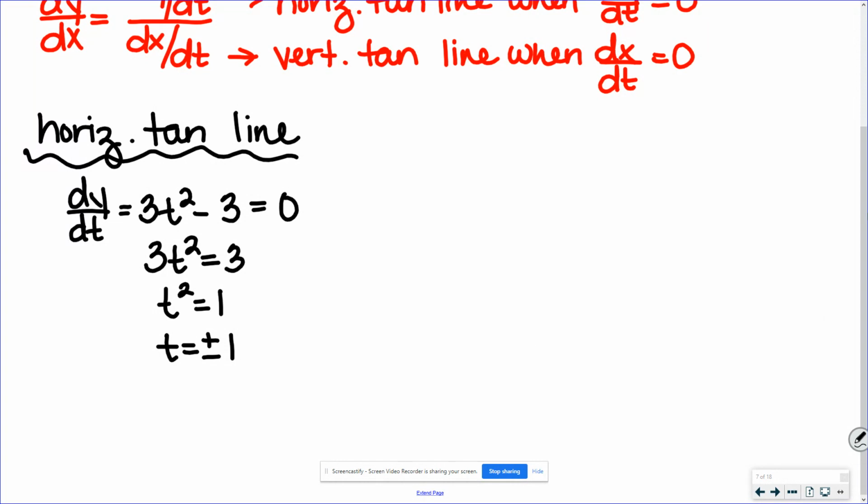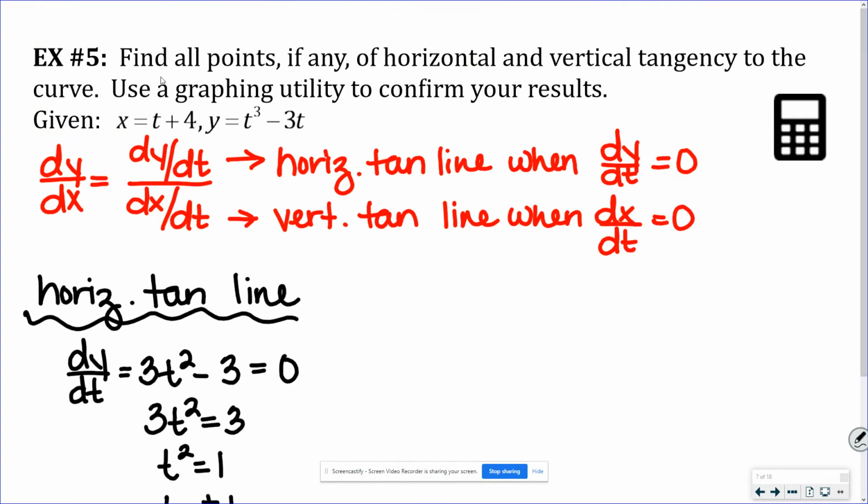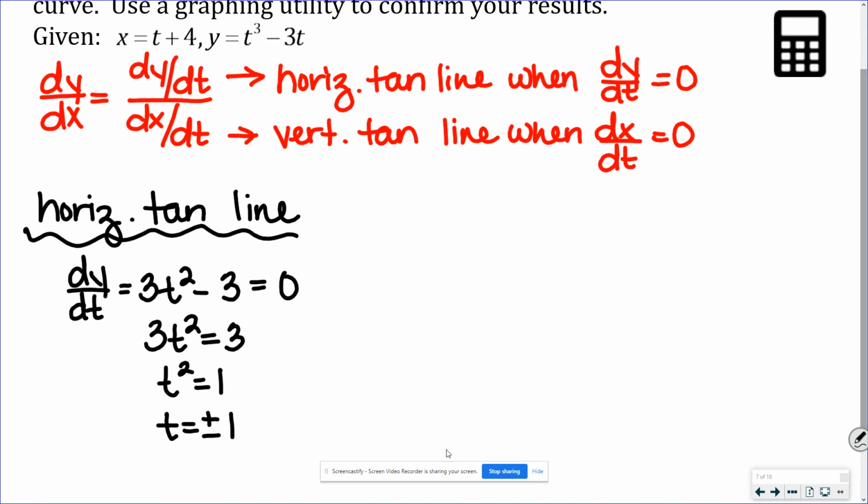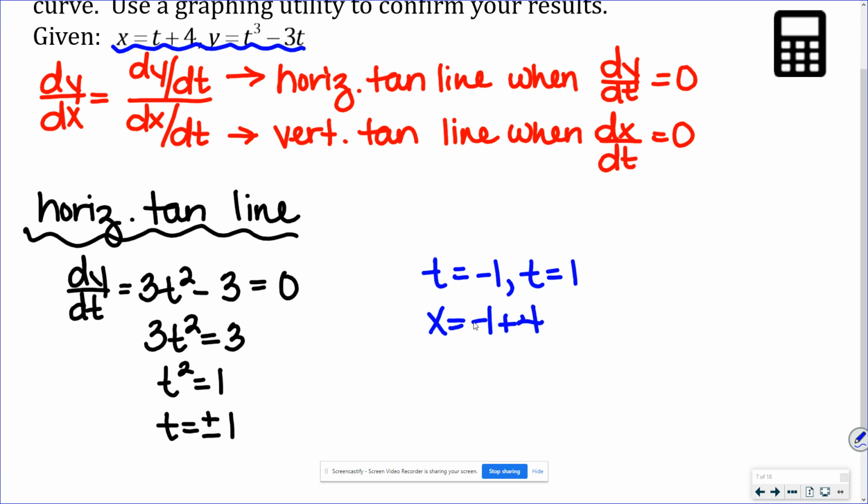Now, read the directions again, because it says find all points when you have these horizontal and vertical tangent lines. What I just found is not a point, that's a time. So in order to convert that to a point, you have to take each of those time values that you just solved for, and you're going to plug them into the parametric equations for x and y to find the location of that point when the time is -1, when the time is +1.